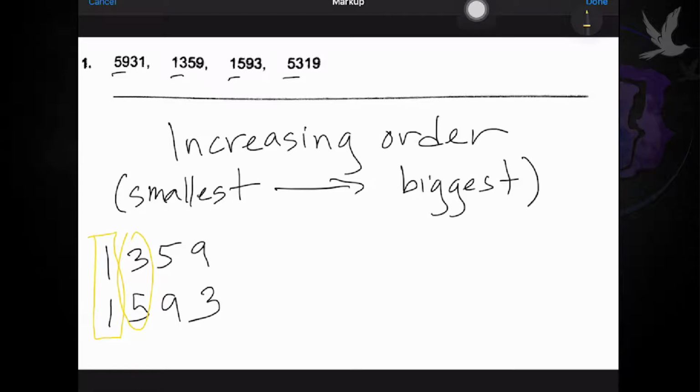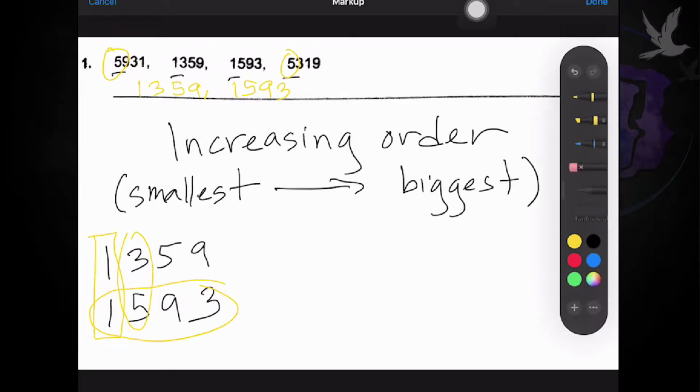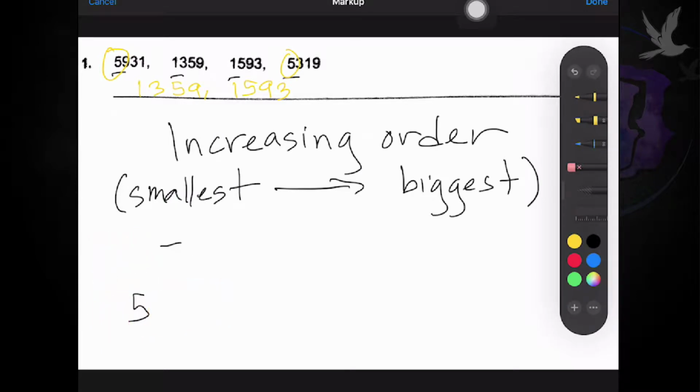So which means we start writing 1, 3, 5, 9 first, or read as 1359. Since this number is the only one left aside from those that start with 5, it's safe for you to write 1, 5, 9, 3 there, or read as 1593. Let's erase this and also this to avoid confusion.